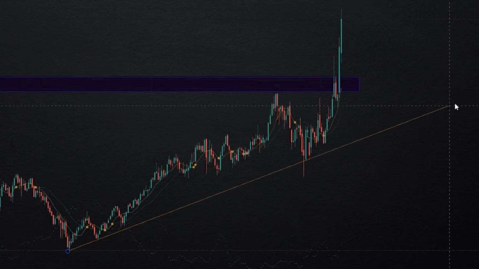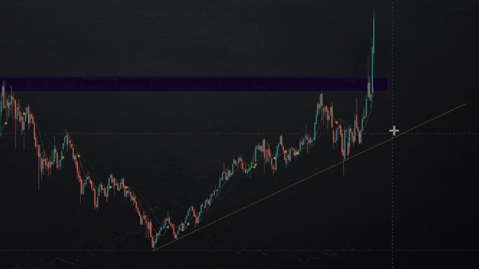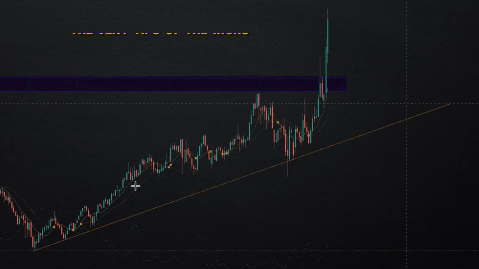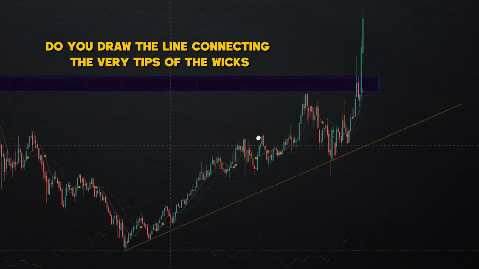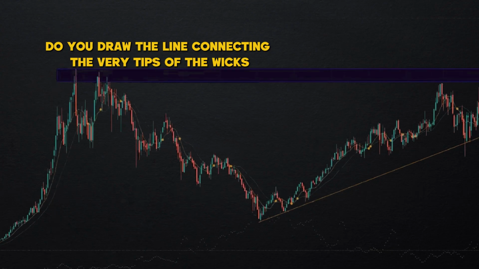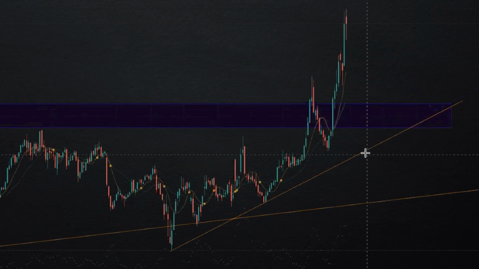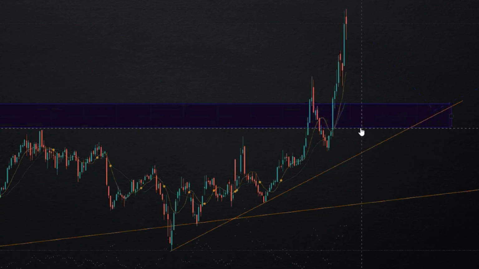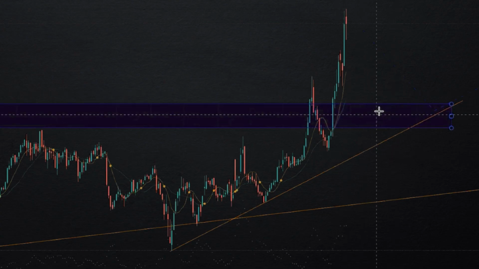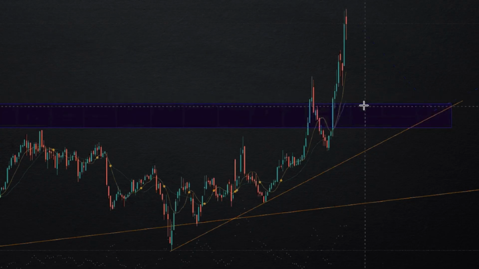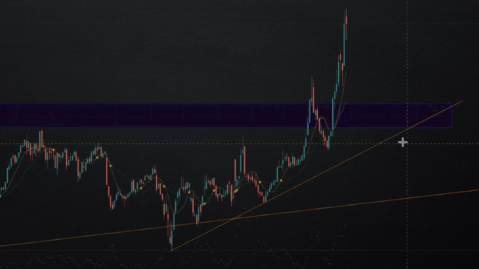And of course, this leads us directly to the number one most debated, most asked question about trend lines. Do you draw the line connecting the very tips of the wicks, or do you connect the candle bodies, the open and close prices? The answer is so simple, you're gonna love it. It doesn't matter. Seriously, you can completely forget the whole wicks versus bodies debate starting right now. Your only job, your only mission is to draw the one line that hits the most points, period.